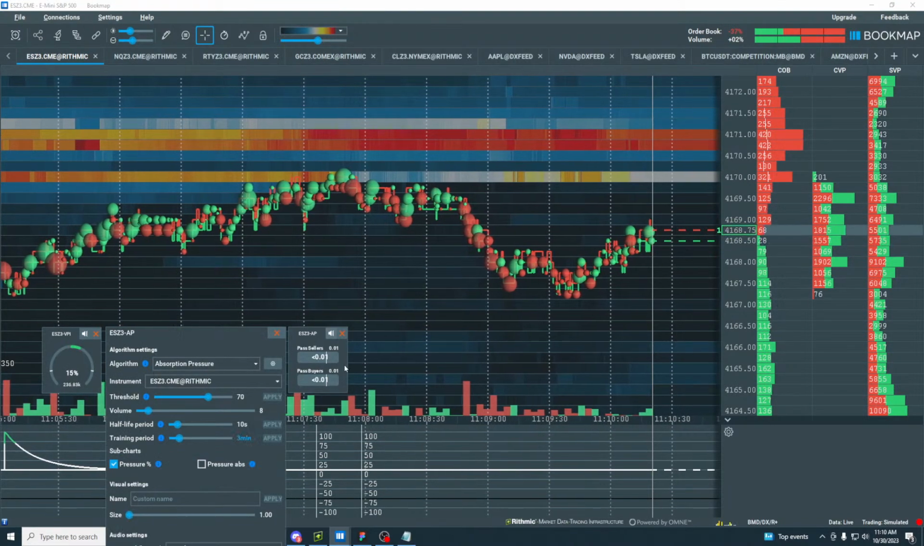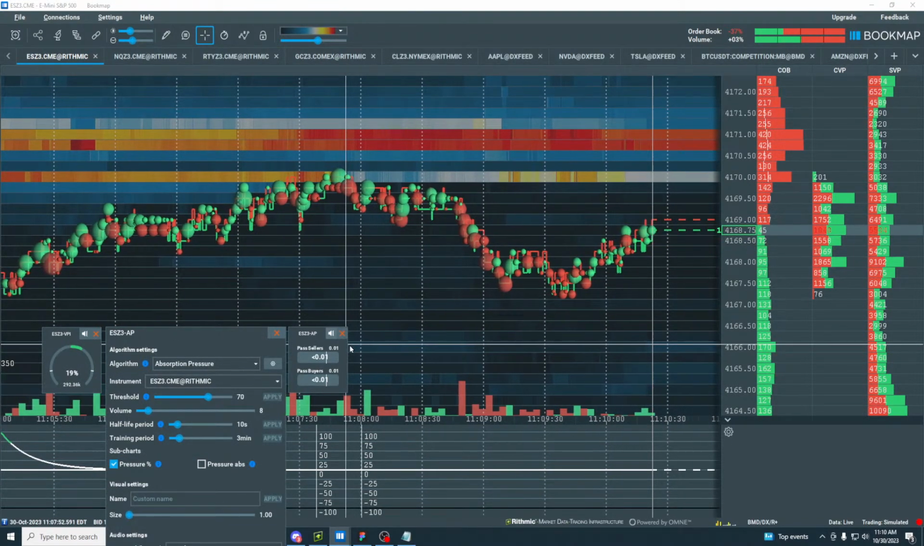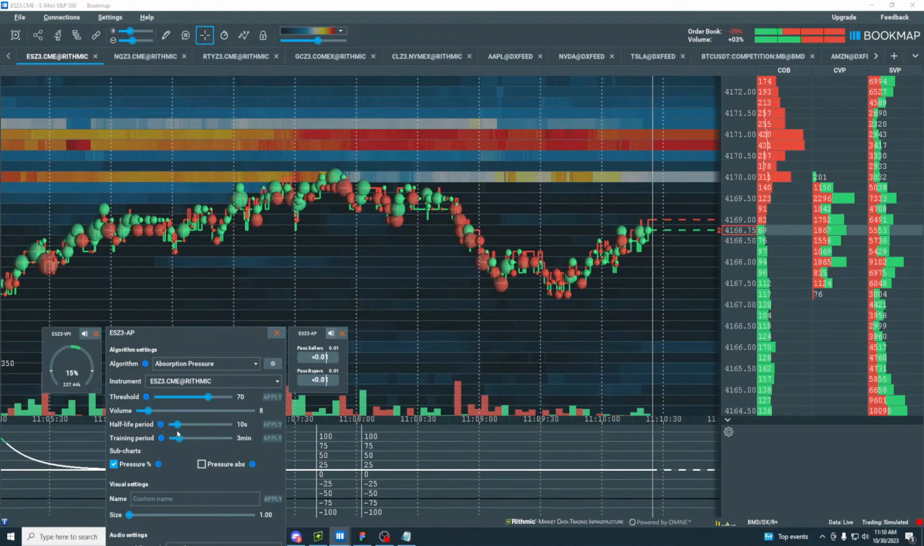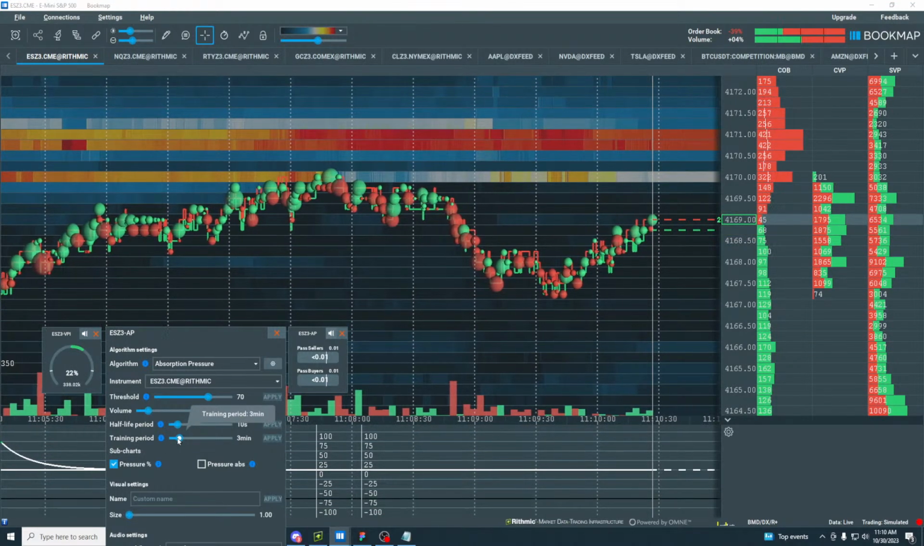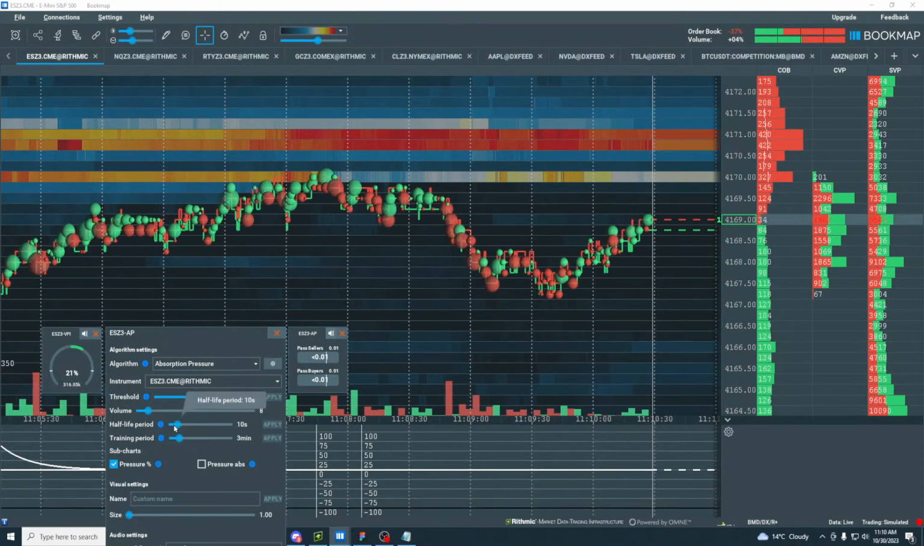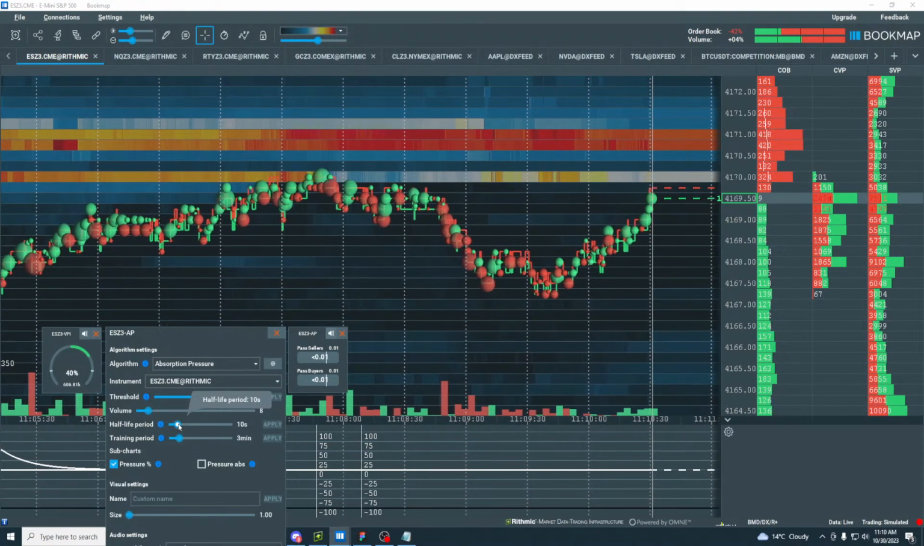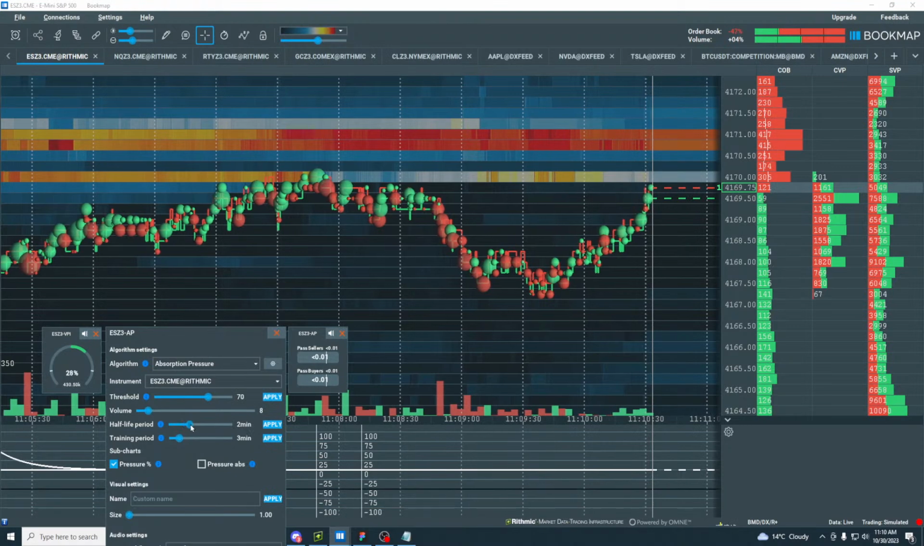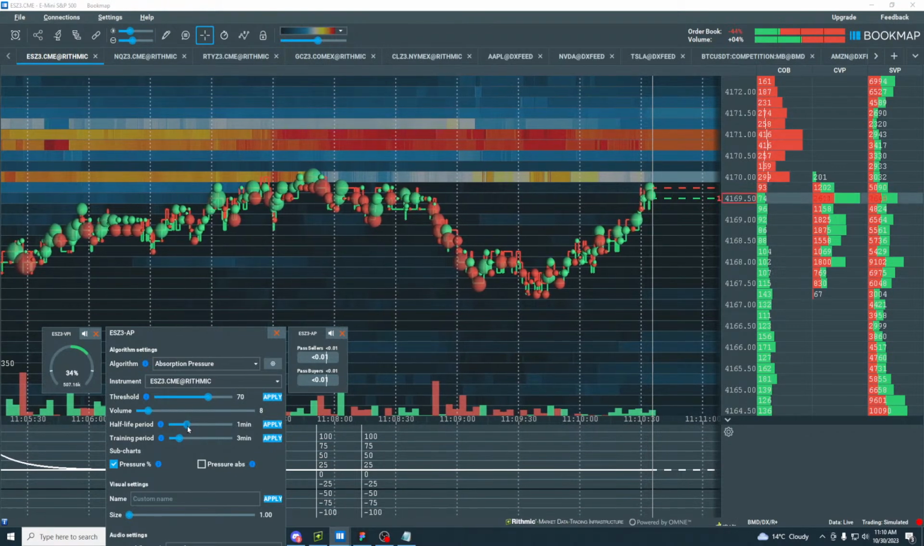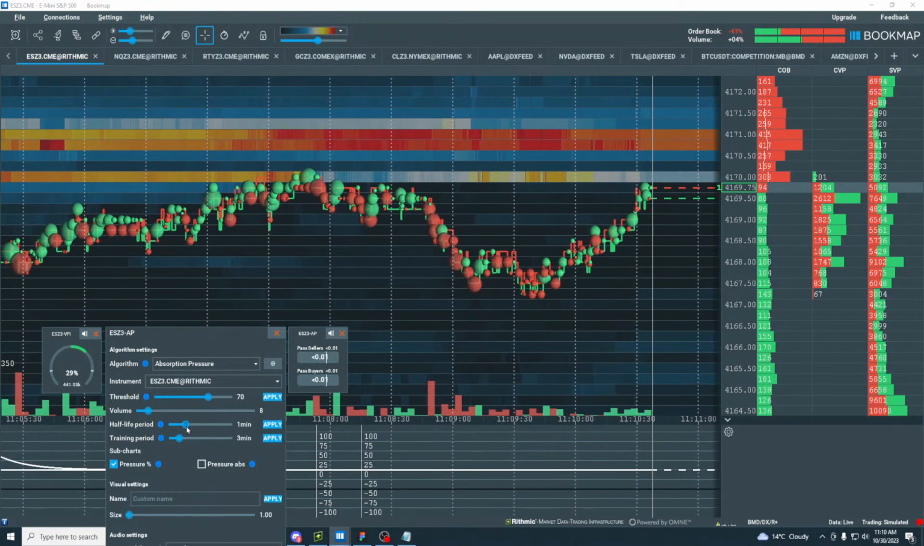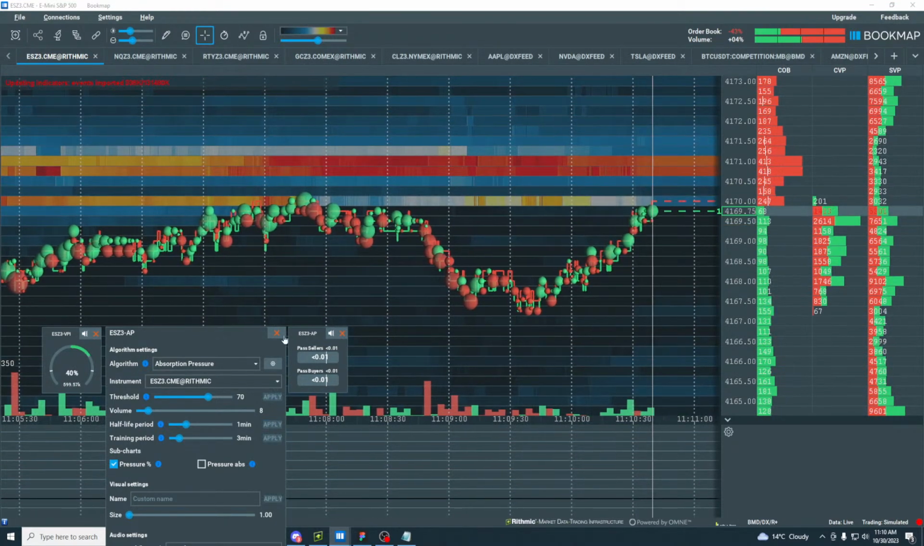Okay, well, let's play around with the settings a little bit more in here. Okay, so maybe we want to play around with the half-life. If we boost it up in here, so we're going to get a lot more readings on 1 minute, right? A lot more.